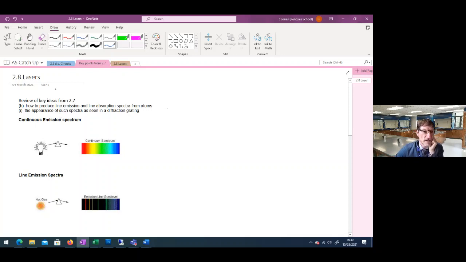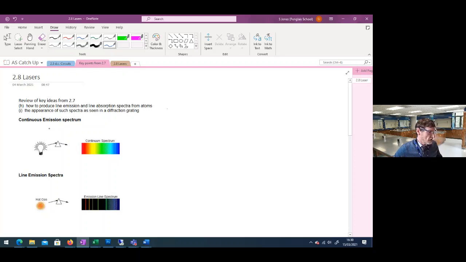Hello everybody. Before we start on lasers, there are a few things we need to understand before we actually look at a laser itself. These are some key ideas from 2.7. There are a couple of items from 2.7, and then we'll move on to lasers themselves. To start off, before we understand lasers, we need to understand something called a continuous emission spectrum.